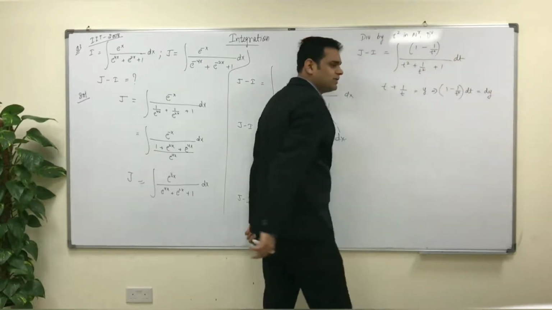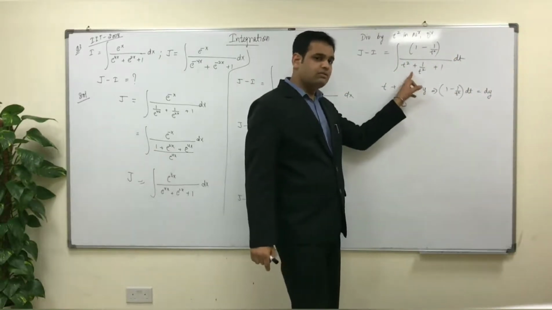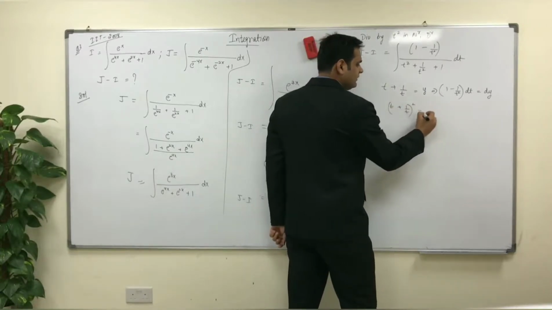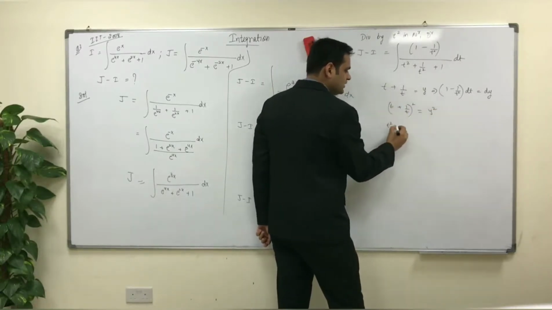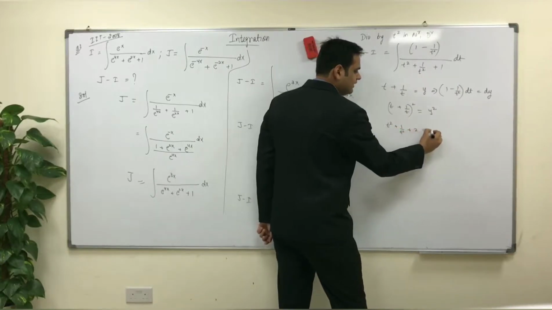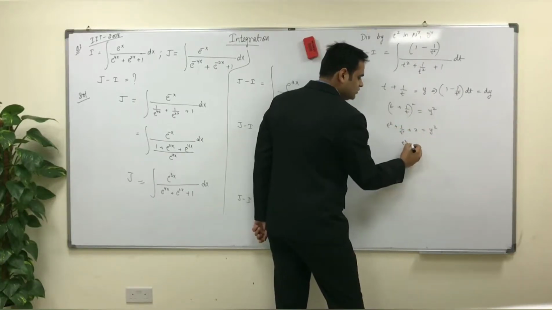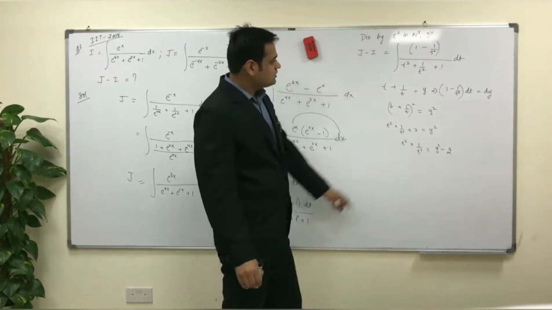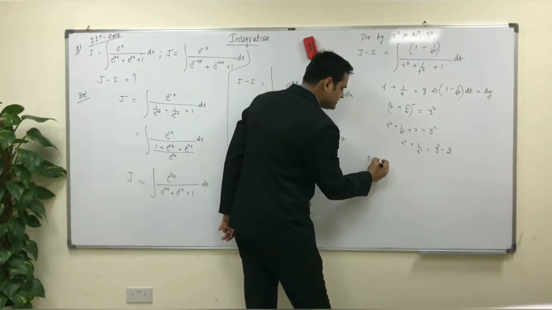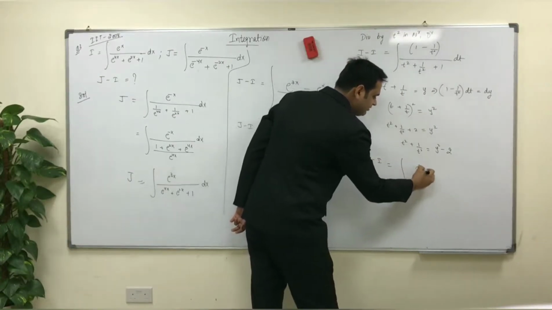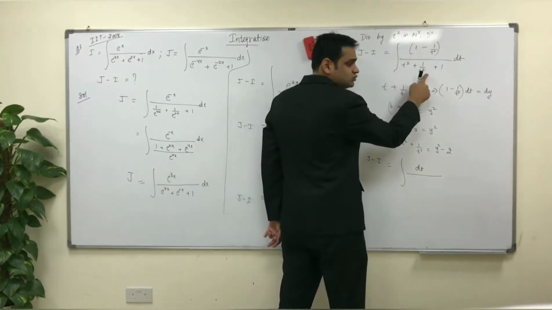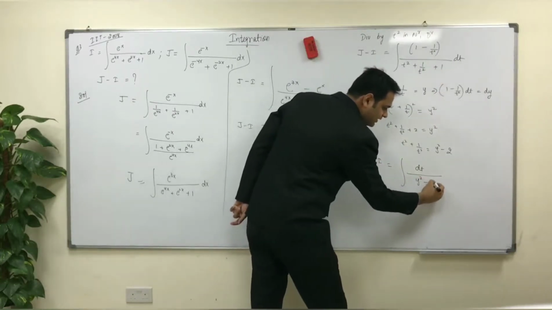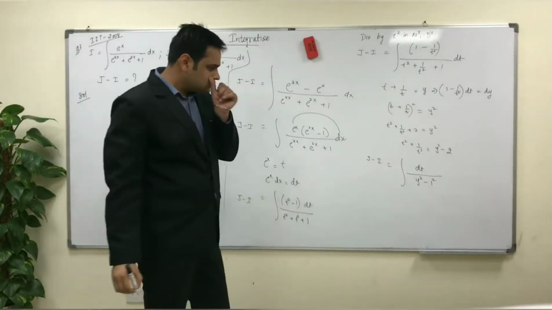So at least I am getting the numerator, but the denominator again is a problem. No, it's easy. See, t plus 1 by t whole square will be nothing but y square. So this is t square plus 1 by t square plus 2 equal to y square. So t square plus 1 by t square is nothing but y square minus 2. So if I replace it over here, J minus I is nothing but numerator will be dt, this is y square minus 2, minus 2 plus 1 will become minus 1. So it's y square minus 1, and 1 can be thought of as 1 square.